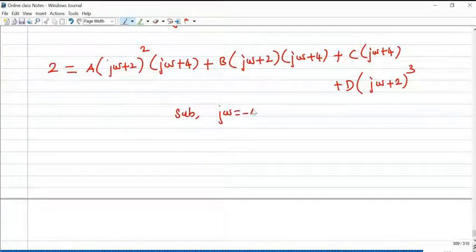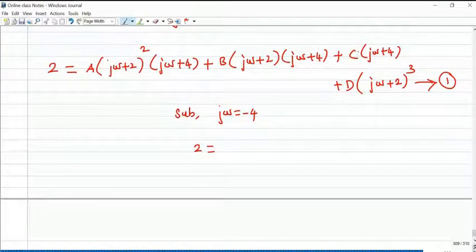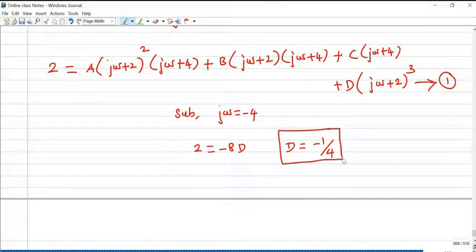Substitute j omega equal to minus 4 in equation number 1. So 2 equal to j, this term 0, this term 0, this term 0, only the d term is present. So j omega minus 4, minus 4 plus 2, minus 2, minus 2 cube, so you will get minus 8d. So d equal to minus 1 by 4, right? D equal to minus 1 by 4.